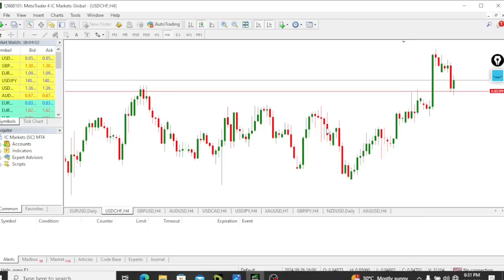Mind you, we have three kinds of charts that traders use to analyze the market. Such charts include the line chart, the bar chart, and the candlestick chart. But I personally prefer the candlestick chart.